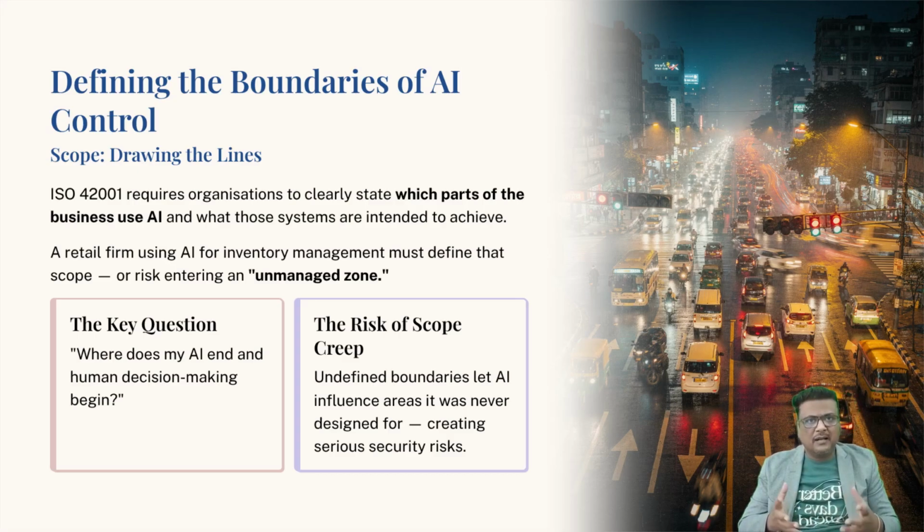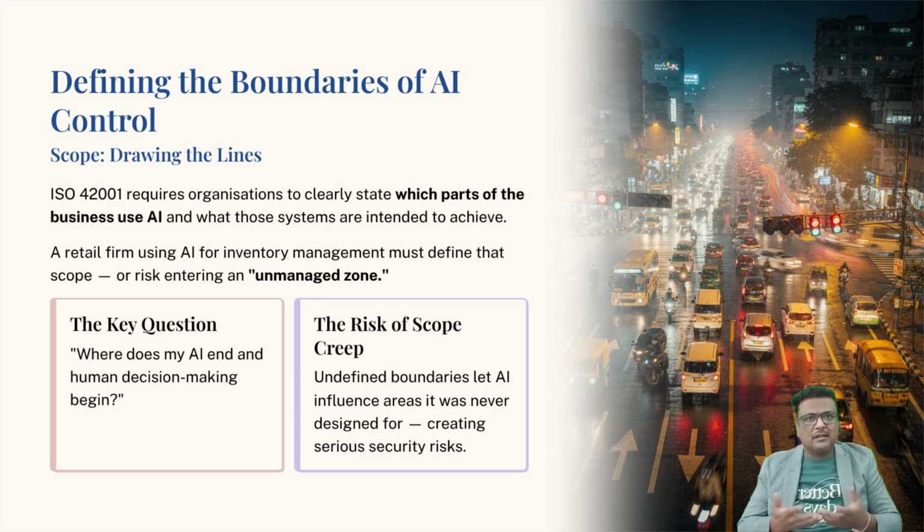If a retail firm in Hyderabad decides to use AI for inventory management, it must define that as its scope. If they start using that same AI to analyze private customer emails without defining it, they've crossed into an unmanaged zone.